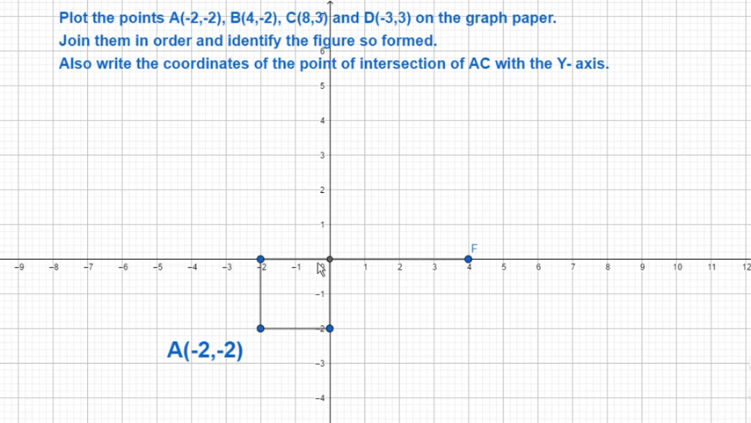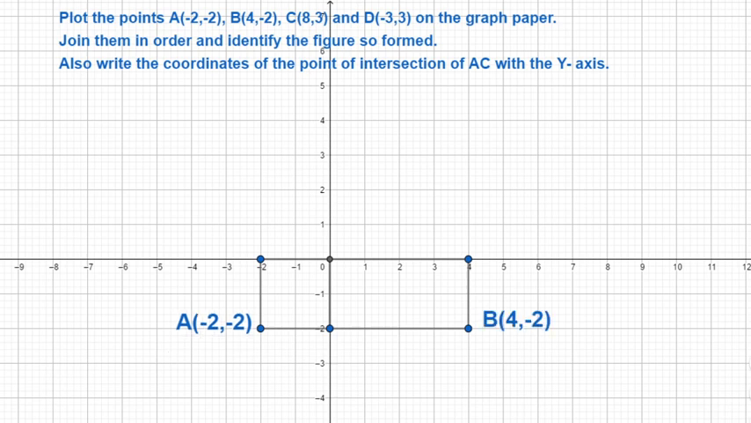Now where is minus 2? We will move from the origin again towards minus 2, which is downwards. So we will come here. Okay, minus 2. Now we have to extend this line until we get the intersection point. So this is the intersection point of 4 and minus 2. So we will again name this point as B, and its coordinates are (4, minus 2).